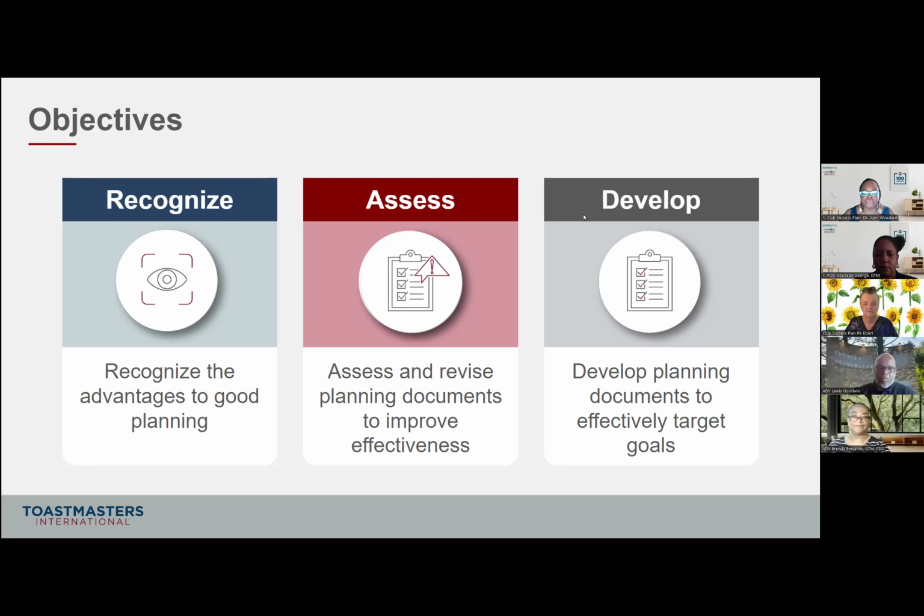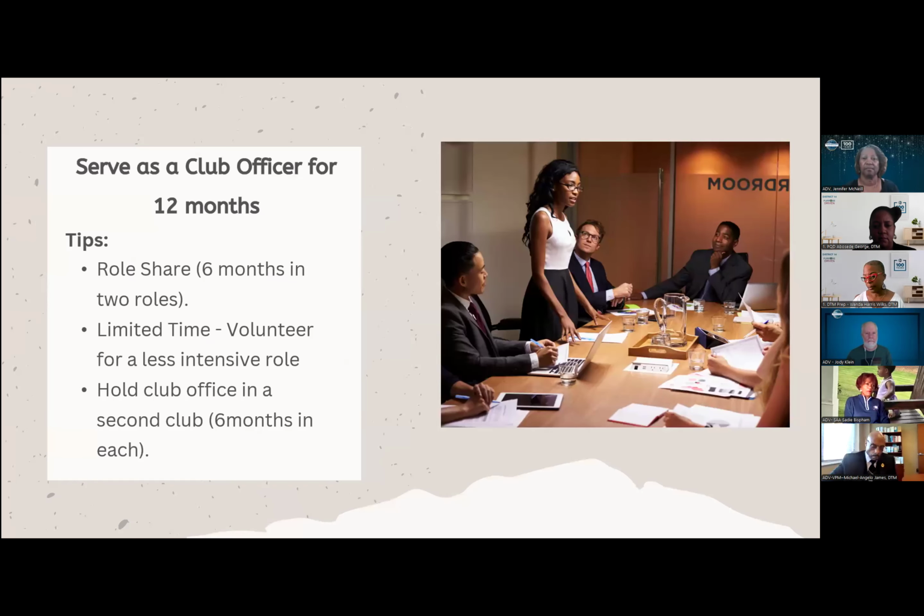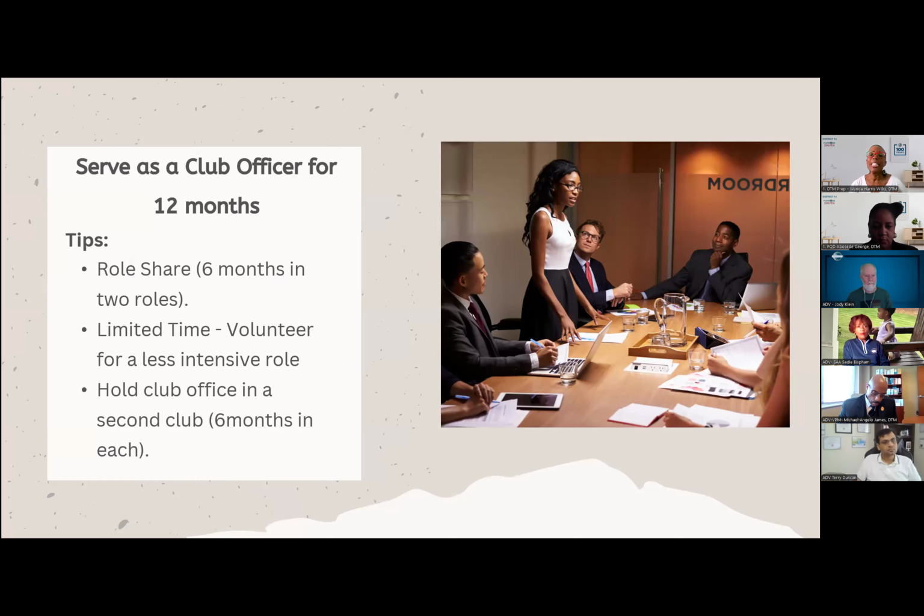So what are your goals? And how do you know what those goals are if you didn't ask who? Your members, your officers, everyone needs to be a part of the club success plan. It is not optional: serving as a club officer for 12 months. You can't escape it. But here's what I'm going to say about it. One, you can do the same role for 12 full months, but maybe your life, your schedule says, I can't do maybe an intensive role for 12 months like president.